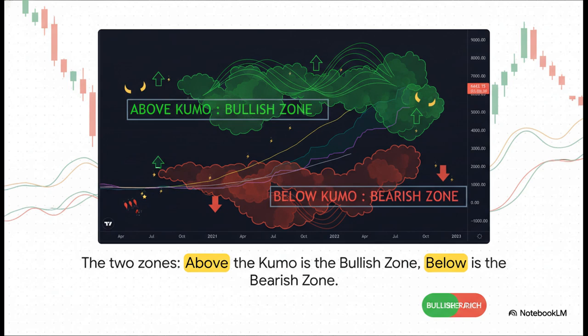And this illustrates it perfectly. The system basically divides your entire chart into two simple zones. If the price is trading up above the cloud, you're in the bullish zone. If it's trading down below the cloud, you're in the bearish zone. That's it. It's a simple black and white filter.